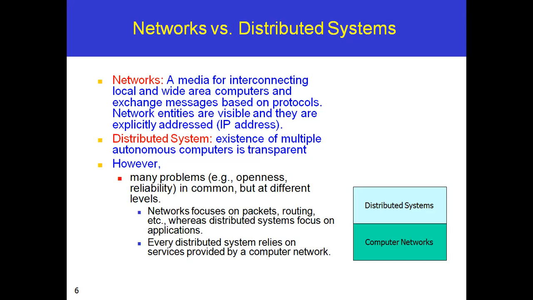And the last one: every distributed system relies on services provided by a computer network. For a system to be called a distributed system, the computer network must provide services to that system. Then only it is said to be a distributed system. Without a computer network, there is no distributed system.